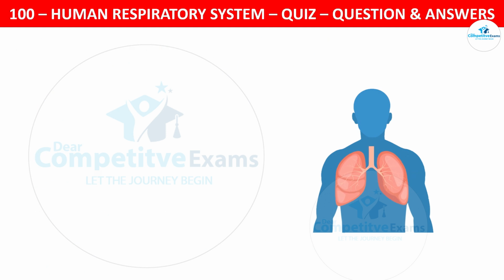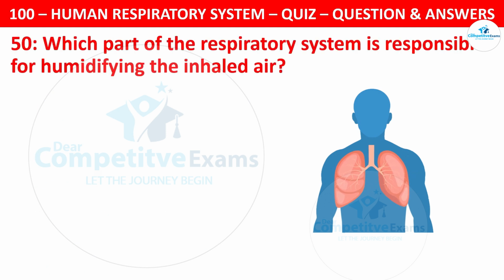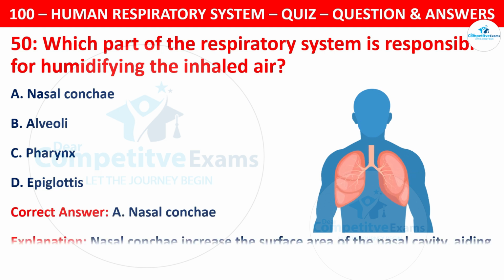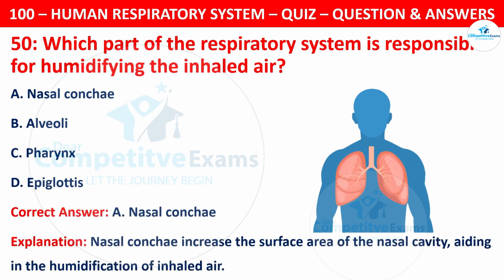Question number 50. Which part of the respiratory system is responsible for humidifying the inhaled air? The options are nasal conchae, alveoli, pharynx, or epiglottis. The correct answer is A, that is nasal conchae. Nasal conchae increase the surface area of the nasal cavity, aiding the humidification of inhaled air.